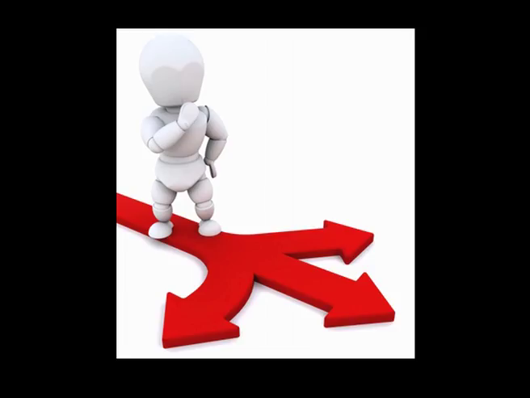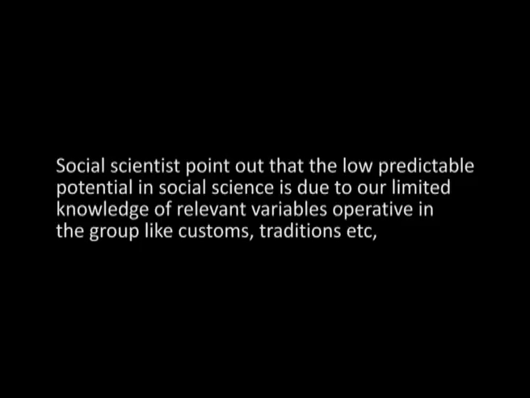Nature of social science research. In contrast to the physical science, the social science lacks the power of exact prediction. This is attributed to the erratic, idiosyncratic, and irregular nature of human behavior. Social scientists point out that the low predictable potential in social science is due to our limited knowledge of relevant variables operative in the group, like customs, traditions, etc.